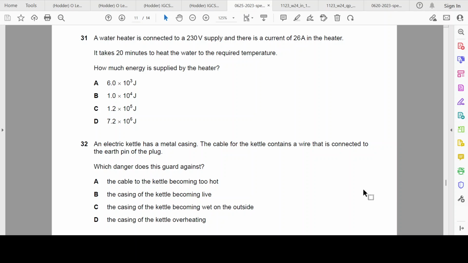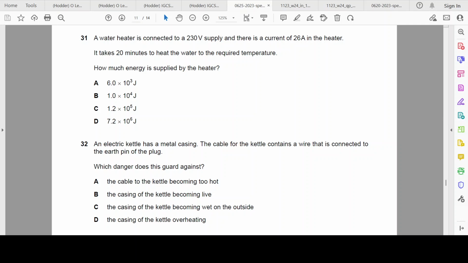But shouldn't we convert the time into seconds first? Yes, I was waiting for that, the standard SI unit. So it will be 230 multiplied by 26 multiplied by 20 multiplied by 60 seconds. Yes. And so what's your answer?